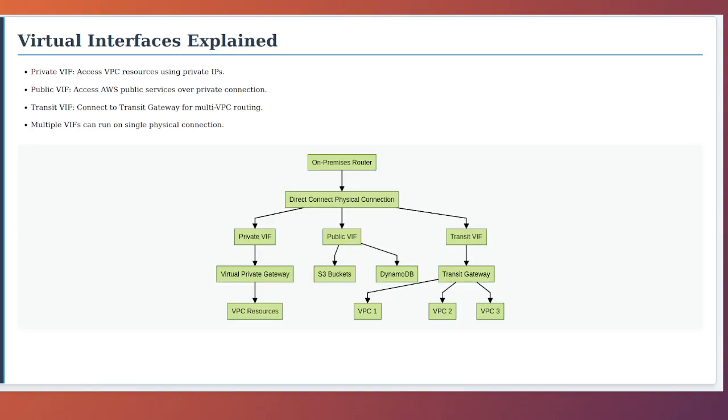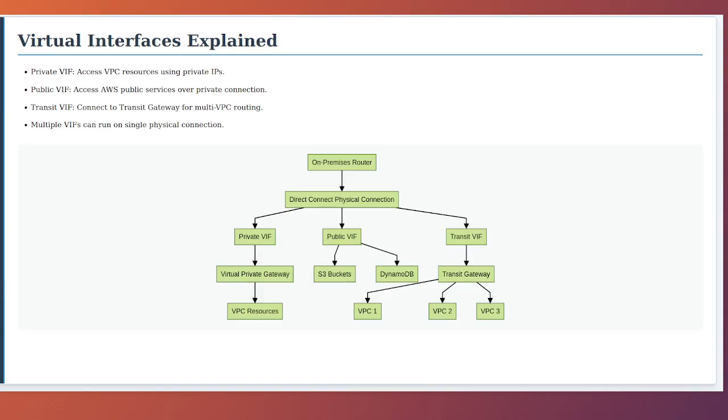Private virtual interfaces allow you to connect to resources within your VPCs using private IP addresses. When you create a private VIF, you attach it to a virtual private gateway or a Direct Connect gateway, which then connects to one or more VPCs. This gives you private access to EC2 instances, RDS databases, and other resources in your VPCs without traversing the public internet. The traffic uses private IP addresses from your VPC CIDR ranges.